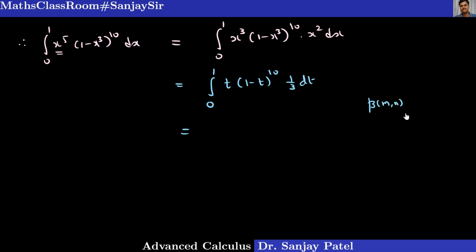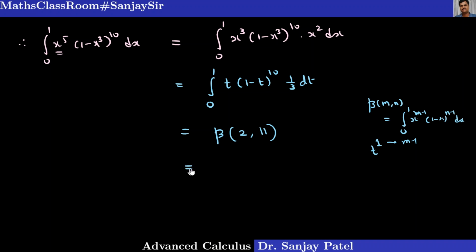formula of beta function, beta(m, n) is equal to integral 0 to 1 x raised to m minus 1 into (1 minus x) raised to n minus 1 dx. m minus 1 is 1 here, that is the power of t. So I can write this is equal to beta of, if m minus 1 is 1, so m is equal to 2, and n minus 1 is 10, so n is equal to 11. You must think like this: the power of t, which is 1, you can compare with this m minus 1. So if you want to find values of m and n, just add 1 to the power of t and the power of 1 minus t.